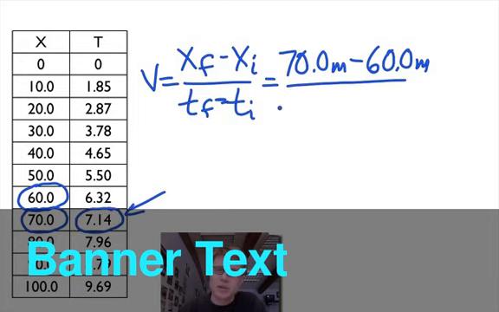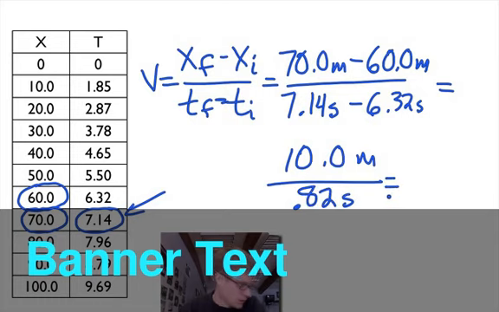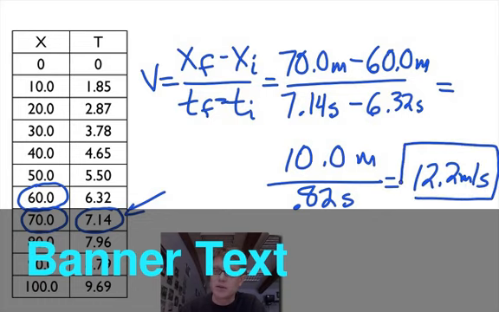The final time is 7.14 seconds, and the initial time is 6.32 seconds. So what does that equal? Well, that equals 10.0 meters divided by 0.82 seconds. And so the right answer should be 12.2 meters per second. So that'd be the right answer with 3 significant digits. Doing that into miles per hour, it's around 27 miles an hour, so it's a ridiculous amount of speed.